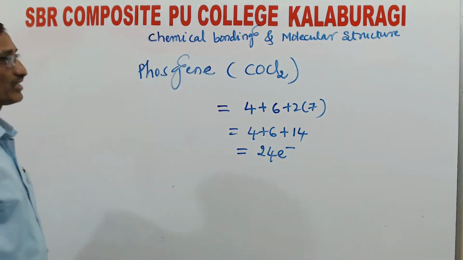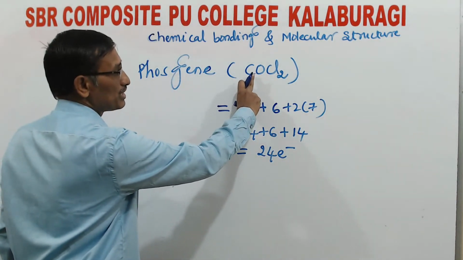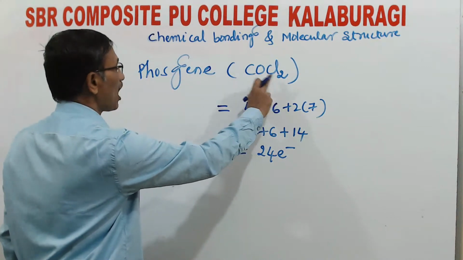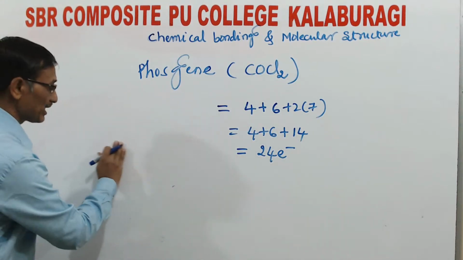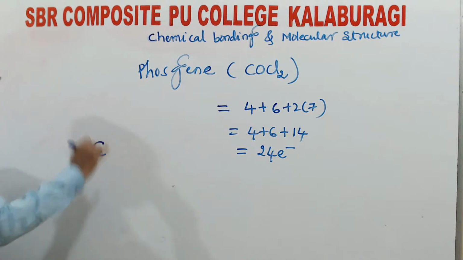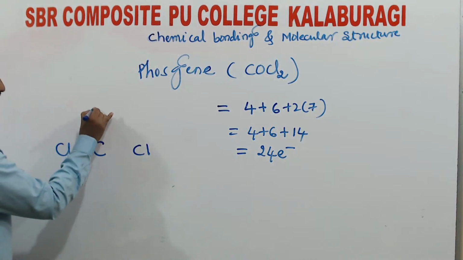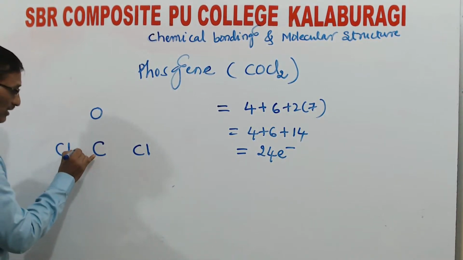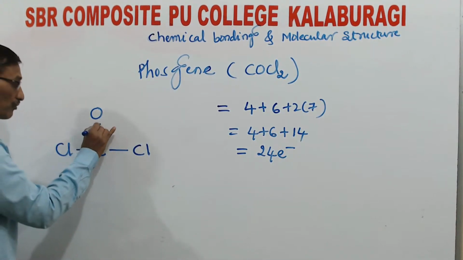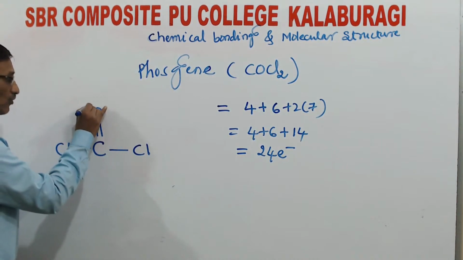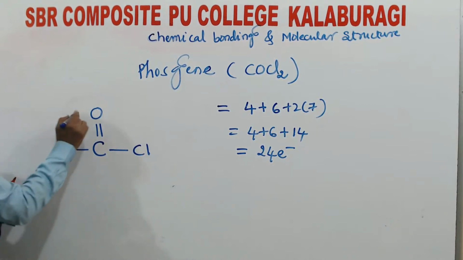Now, a very interesting thing: which is the central atom? COCl2, carbonyl chloride, commonly known as phosgene gas, poisonous gas. Here I am taking the central atom as carbon. Here a chlorine atom I will write, here also a chlorine atom, and here an oxygen atom. First, see here: single bond, single bond, single bond. If you show a double bond between the carbon and oxygen atom, see the leftover electrons. Better I will write it in this way.